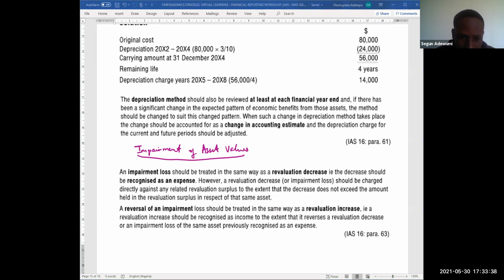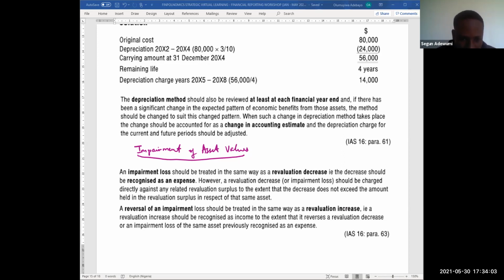An impairment loss should be treated in the same way as a revaluation decrease. That is, the decrease should be recognized as an expense. However, a revaluation decrease or impairment loss should be charged directly against any related revaluation surplus to the extent that the decrease does not exceed the amount held in the revaluation surplus in respect of that same asset.